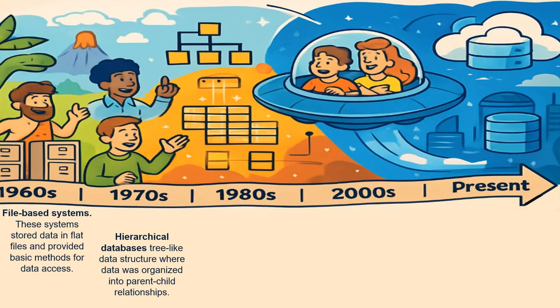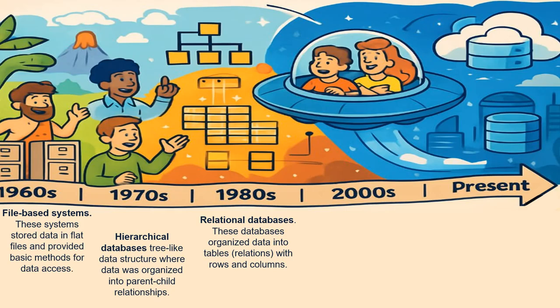Next came the breakthrough, the hierarchical model. Think of it like a family tree. Data was organized in parent-child relationships. Example, IBM IMS. It was very suitable in several industries like banking and government.